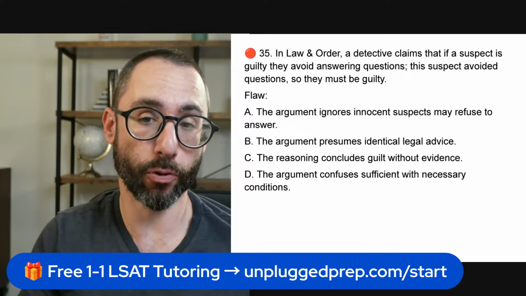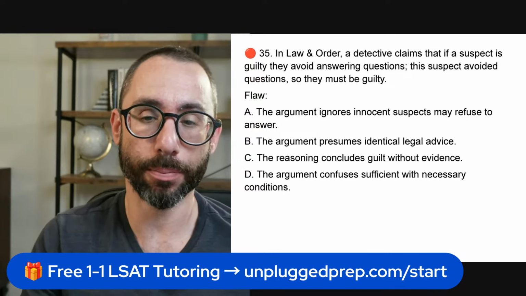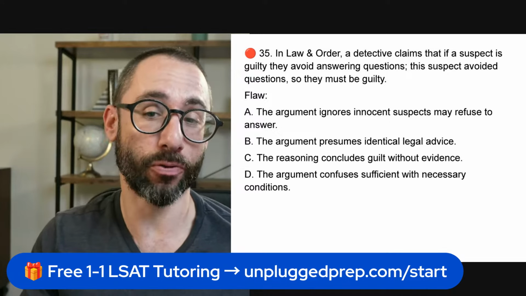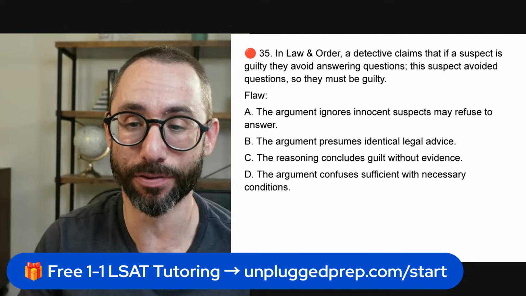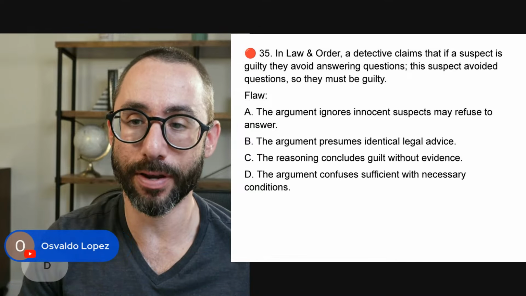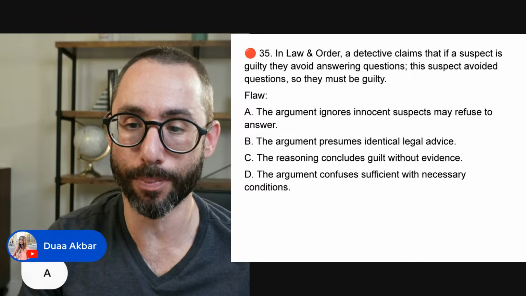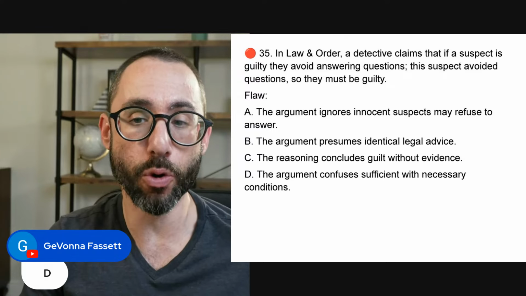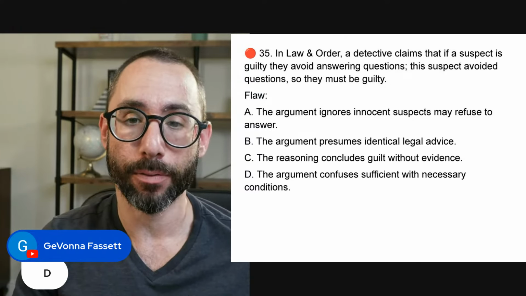So this is a reversal, right? We had if guilty, then avoid, conclusion, avoid, then guilty. We're improperly reversing necessary and sufficient conditions. I see a ton of folks are dropping answers in the chat here. Zuli says D, Nathan, Valentina, Dua Akbar, Passion, Giovanna, all saying D. They're all smoothly and clearly identifying the flaw.